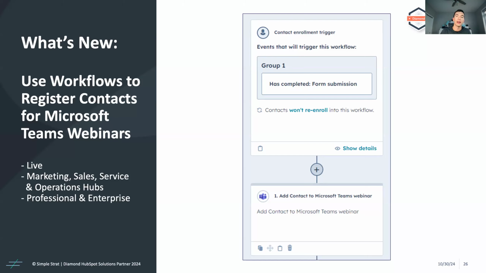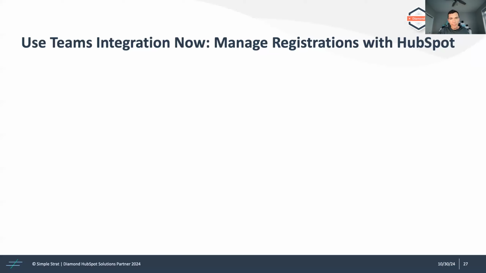HubSpot's really been enhancing their integration with Microsoft Teams over the last year. This one here allows you to automatically add contacts from HubSpot to a Microsoft Teams webinar using a workflow. So it's this workflow action right here. If you've ever used Zoom webinars and HubSpot, it's the exact same thing. It's just applicable to Microsoft Teams now via the Microsoft Teams integration and this workflow action. So basically, you've been through this flow because you're at this webinar. So this is the Zoom webinar, but it's the exact same flow now for Microsoft Teams.